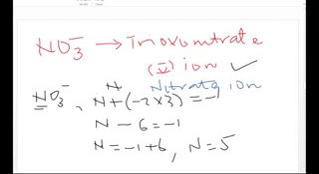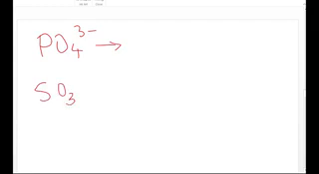Now we also have PO4 3 minus. Now, can you try the name of this? I want everyone to give it a trial. Try to give us what this one is and what this one is. Tetraoxophosphate.